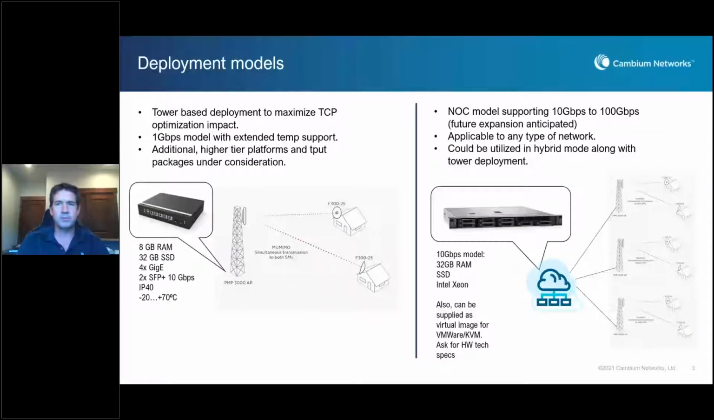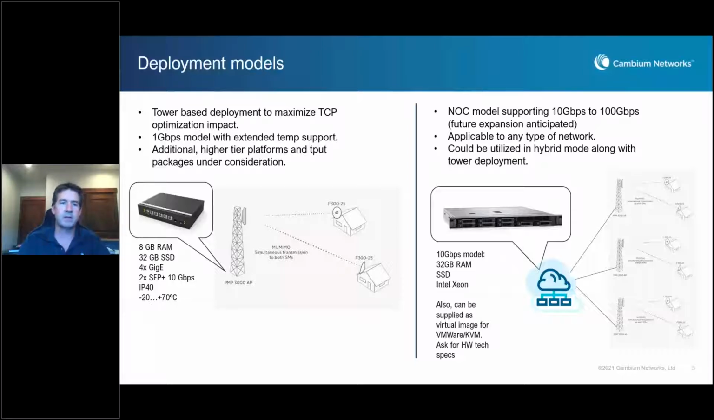So there are two different deployment models. The one that we are focused on is the one on the right. This is where you have a server that sits between the internet and your network, and all your traffic goes through that server. It allows us to accelerate the traffic. It allows us to shape and prioritize different applications across the entire network.